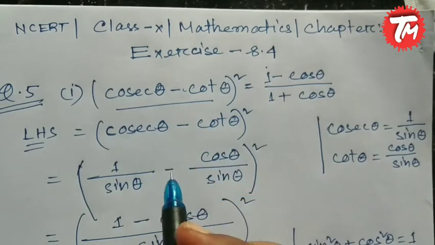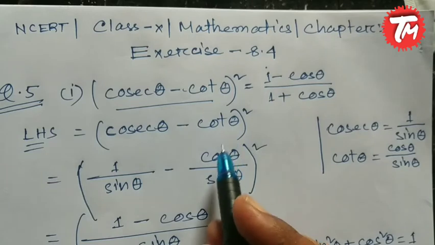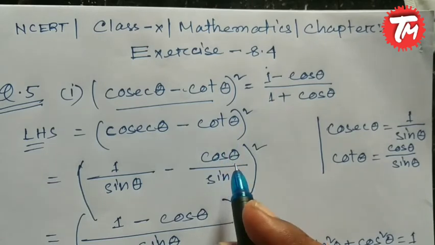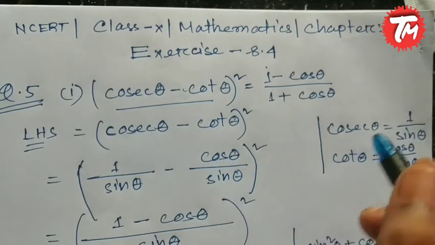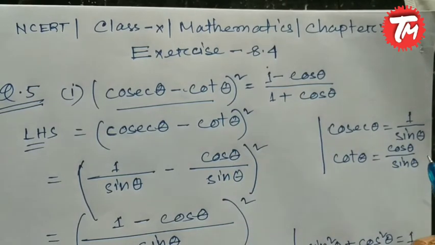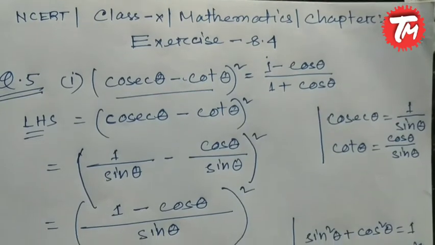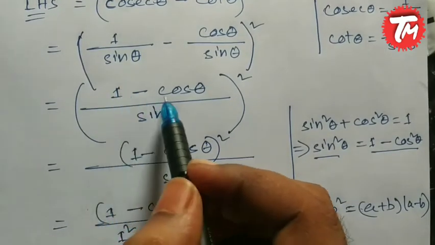We know that cosec theta means 1 by sin theta, and cot theta means cos theta divided by sin theta. So that is why we write it here. Cosec theta means 1 by sin theta and cot theta equals cos theta by sin theta. These are the formulas which we have to memorize.